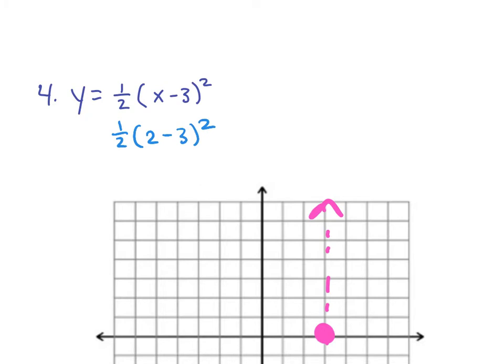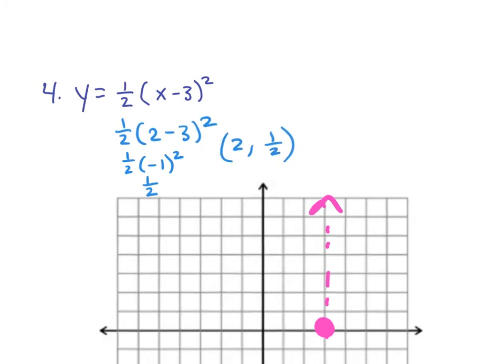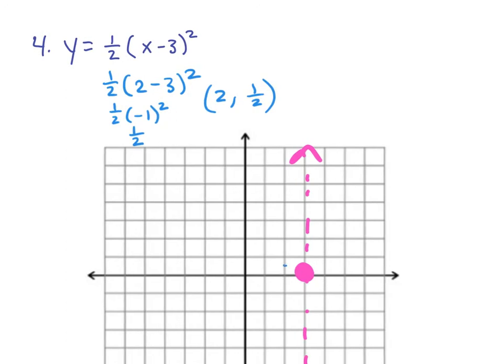What should we do first according to PEMDAS? Parentheses. So it's 2 minus 3. -1. And what's -1 squared? 1. And what's 1 times 1/2? 1/2. So we plugged in 2 and got 1/2. So we're going to go to the right 2 and up 1/2. Where's our third point going to be? Same thing, but on the opposite side. Once we have our 3 points, we can draw our parabola.